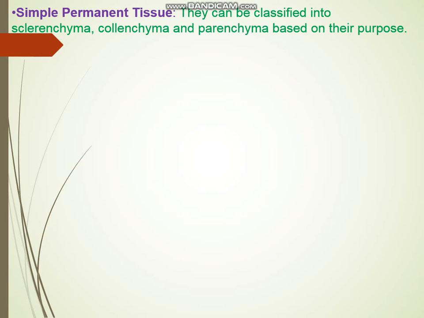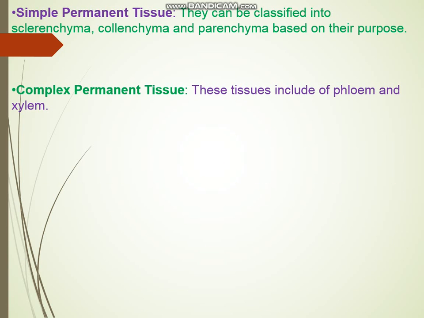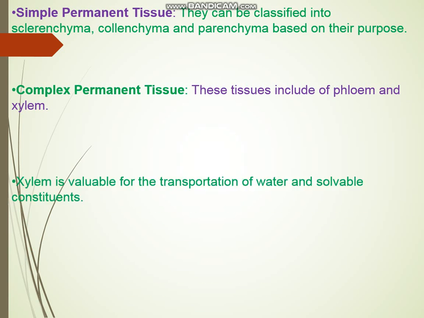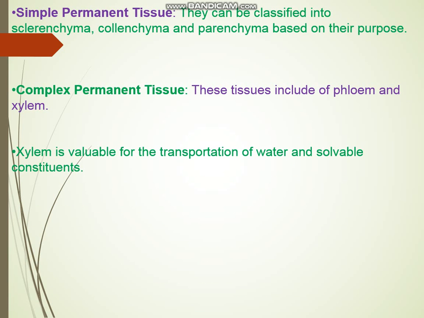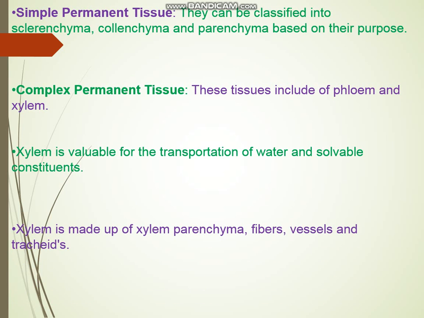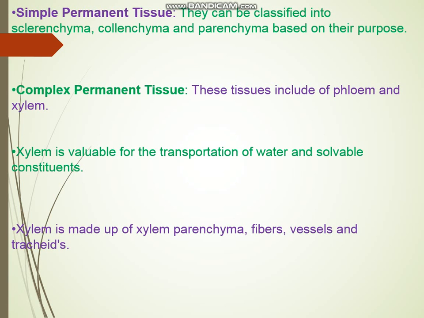Next one is complex permanent tissues. These tissues include phloem and xylem. Xylem is valuable for the transportation of water and soluble constituents. Xylem is made up of xylem parenchyma, fiber vessels and tracheids. Phloem is valuable in the transportation of food particles. Phloem consists of phloem parenchyma, phloem fibers, companion cells, sieve cells and sieve tubes. Let's see these parts in some detail.